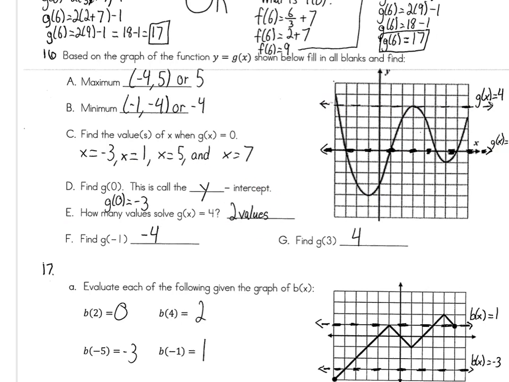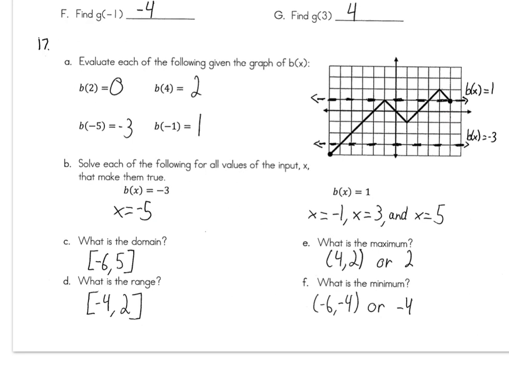So 2 values. g of negative 1 means go negative 1 to the left, and we had to go down 4, so negative 4 is our output. And g of 3, go to the right 3. We had to go up 4 to touch our function.